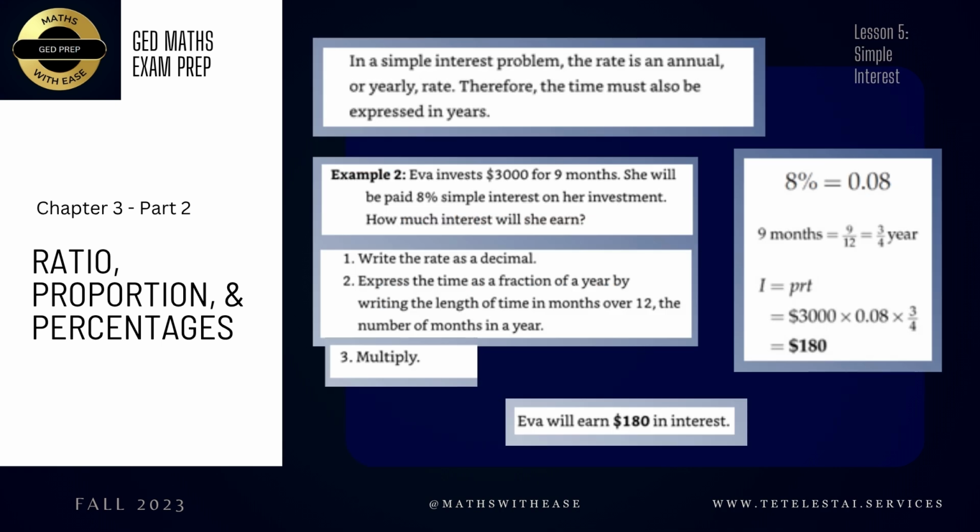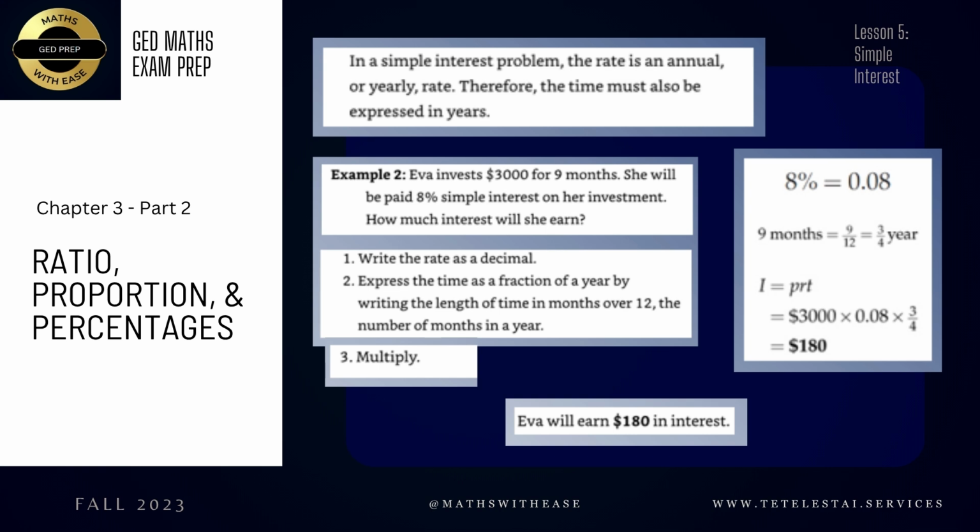In a simple interest problem, the rate is always an annual or a yearly rate. So the time must also be expressed in years. In this particular example, we're told that Eva invests $3,000 for 9 months. She will be paid 8% simple interest on her investment. How much interest will she earn?